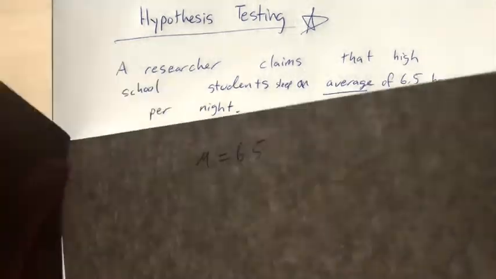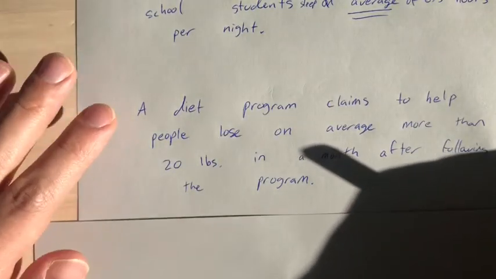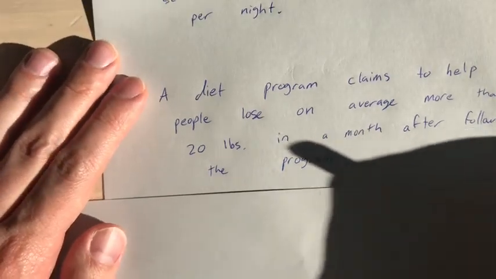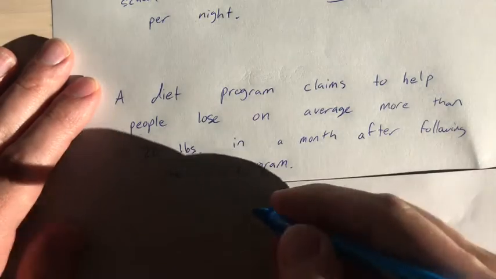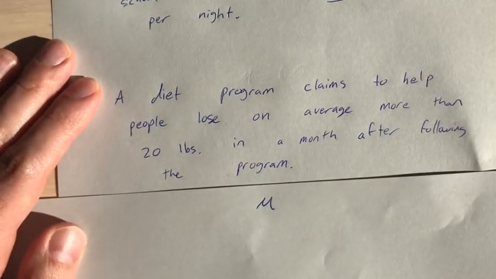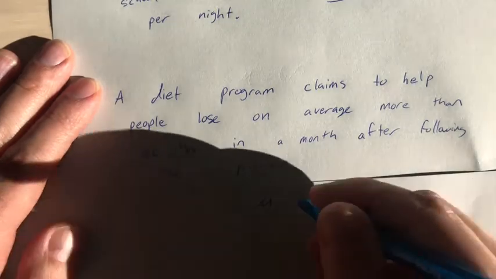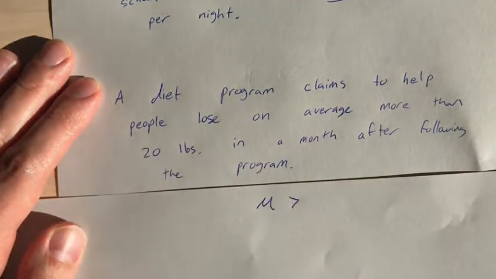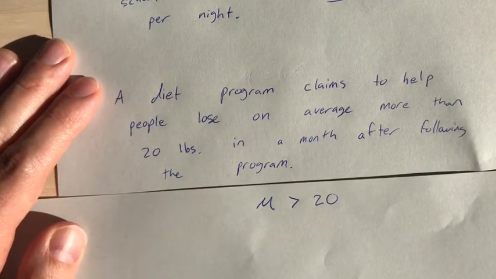So let's go on to the next slide. A diet program claims to help people lose on average more than 20 pounds. So similarly, I'm going to start with this symbol, the average, and the claim is that the average is going to be more than 20 pounds. So the symbol that I'll use for more than is, well, greater than, and I'll put a 20 after it. So that would be that claim for that problem, but in symbol form.